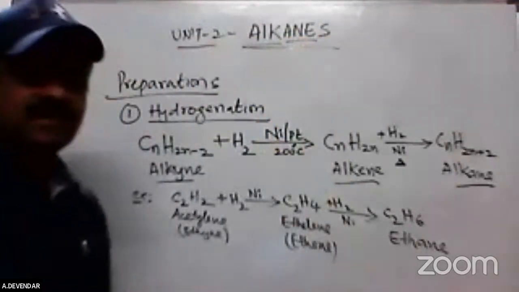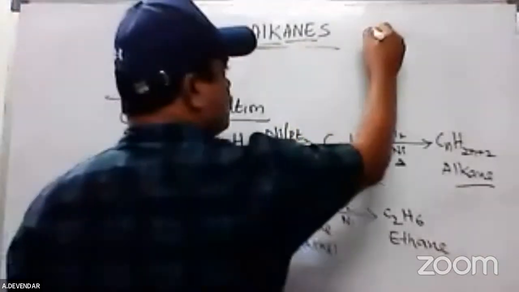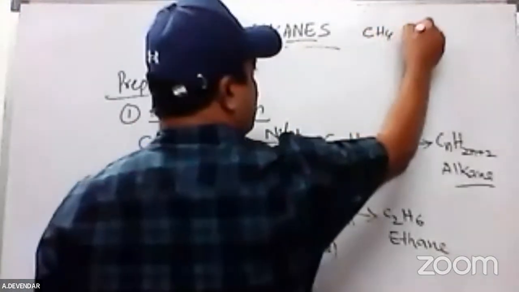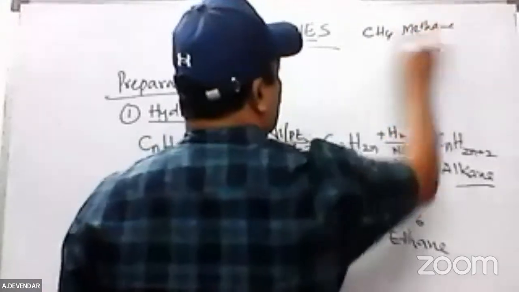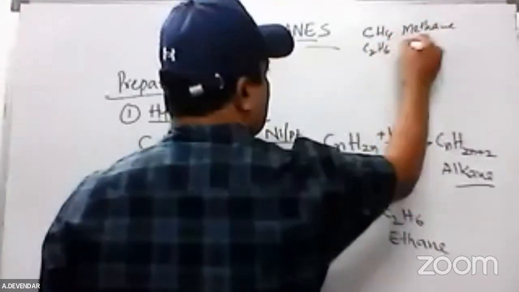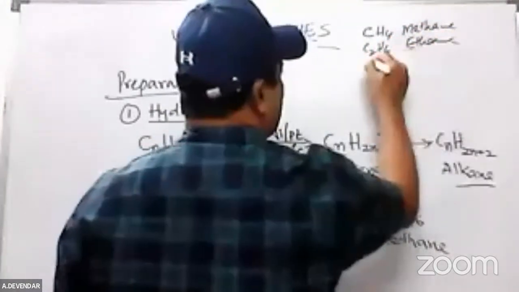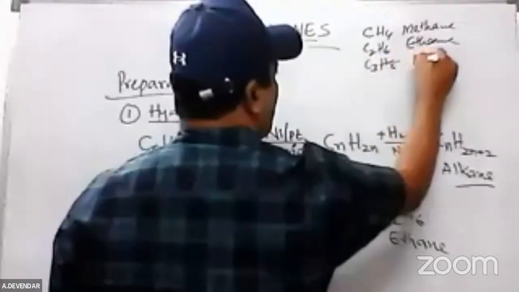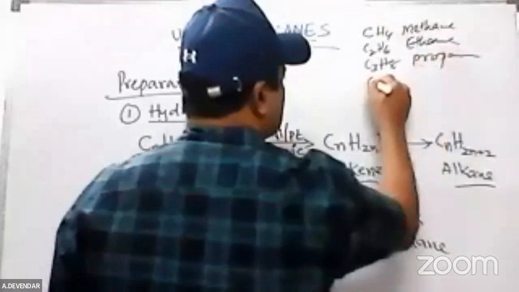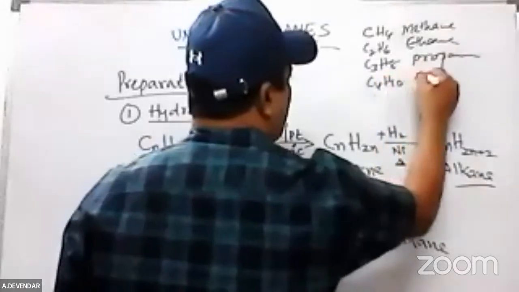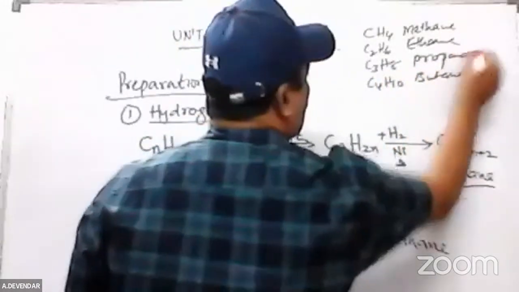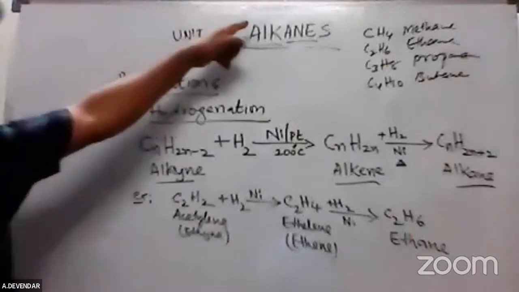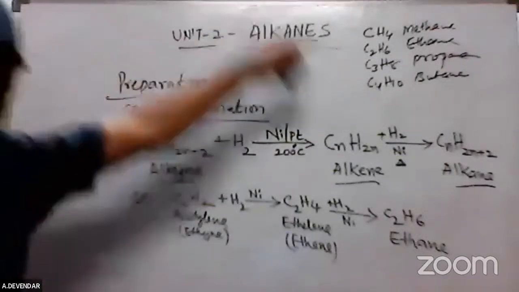For alkanes, alk is the root word and ane is the primary suffix. If there is one carbon, we write methane. If 2 carbons, it is called ethane. If 3 carbons, it is propane. C4H10 is butane. Okay, friends, like that you write the alkane series. These are the members present in the series.